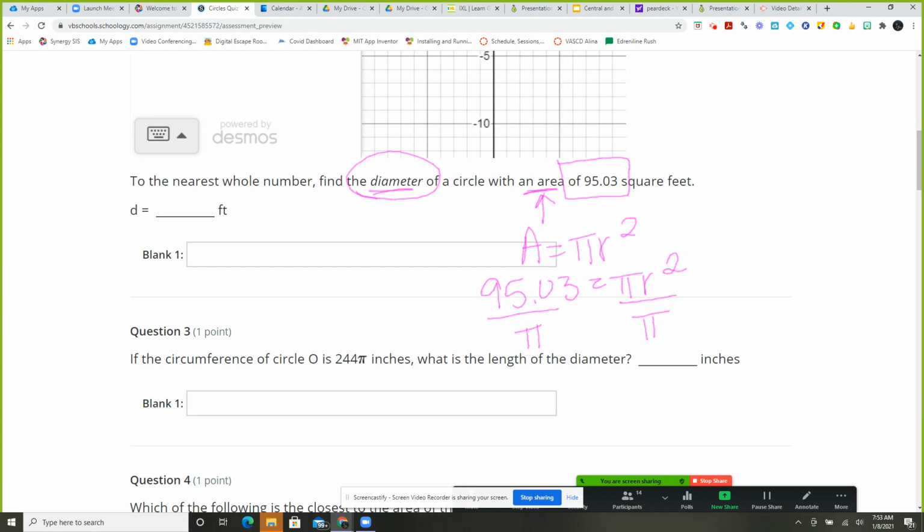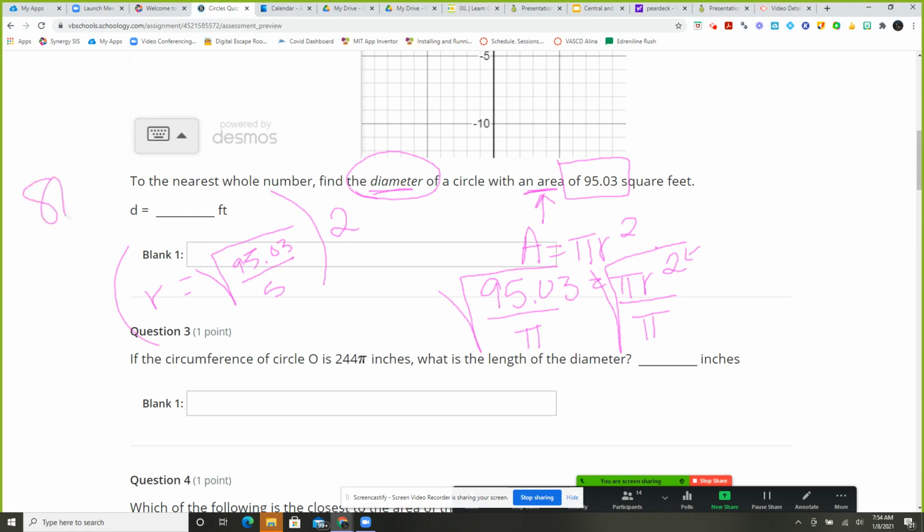And then once you get that answer, you need to take the square root. So you need to take the square root of that answer to get rid of the square. And that's going to give you the radius. So r equals the square root of 95.03 divided by pi. And then to find the diameter, you need to multiply that by 2. So you want to put all of that in your calculator.